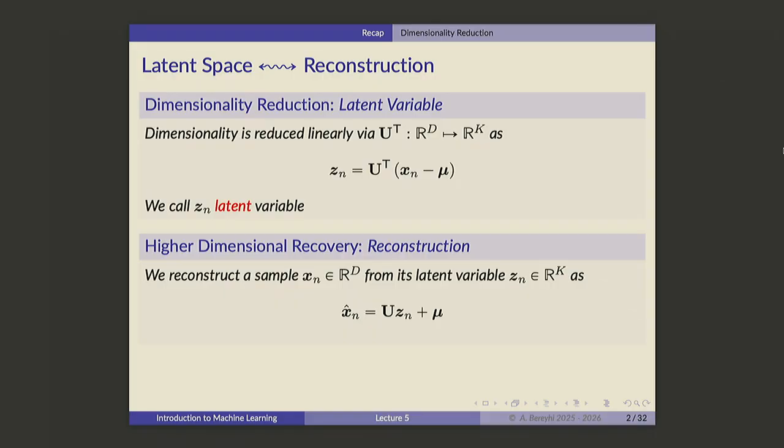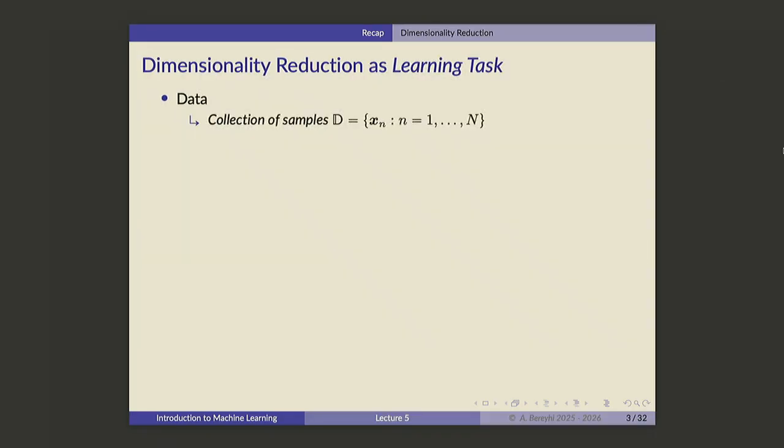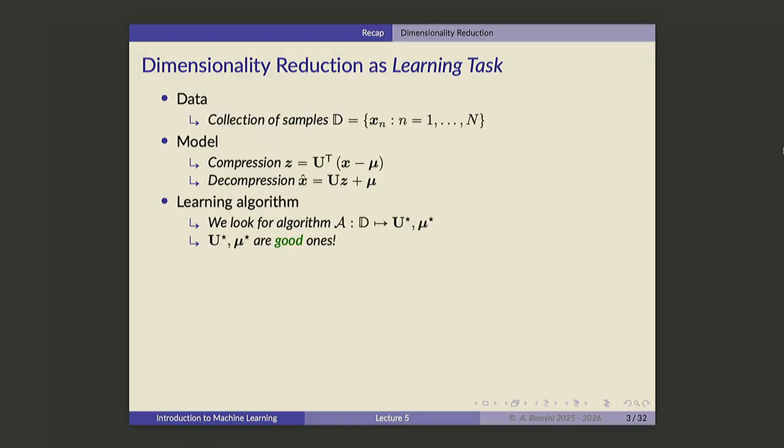Now, we could interpret this as a learning problem. At the end of the day, what is the thing that we want to learn? What do we want to find out? U and mu. We have this data set containing lots of samples. Looking at them and assuming this particular model, where our latent is linear and decompression is again linear, we want to find out the right choices of u and mu.